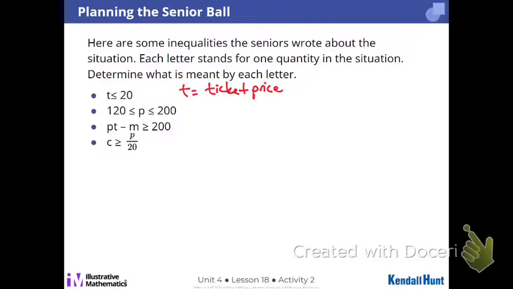We got T, now we need P. Who's got an idea for me other than Zeph? What does P stand for, Ryan? How many people are going to come in between us? So it's either going to be 120 or 200 people. Yeah, people coming to the ball, the number of people, right? They said last year there's 120, they expect more, but up to 200. So does 200 work? Yes, and so does everything in between, except not fractions or decimals, because even if someone was missing a limb, still a whole person.